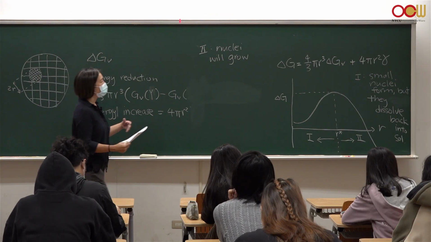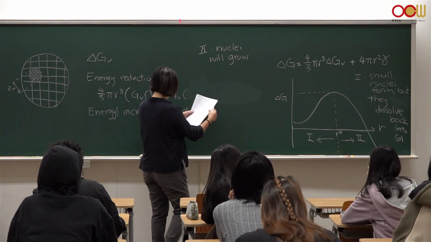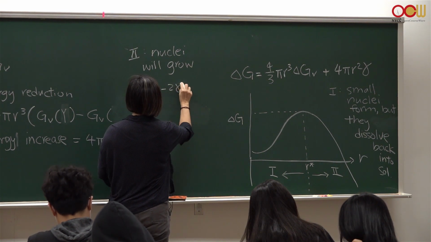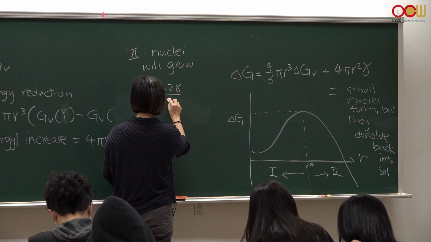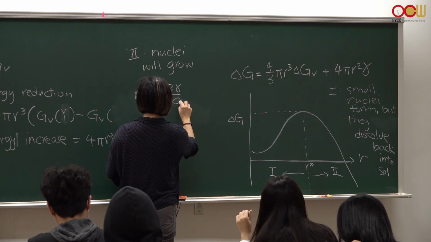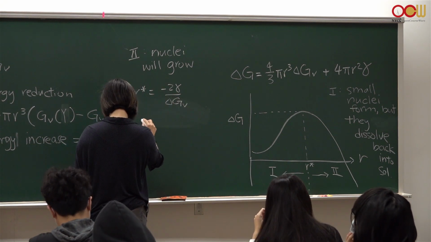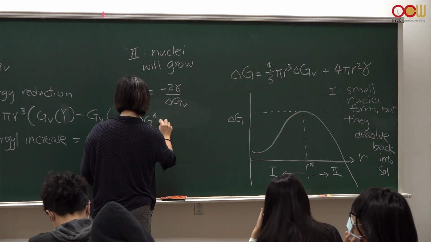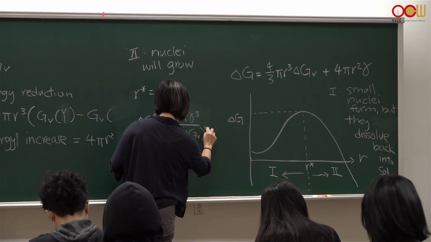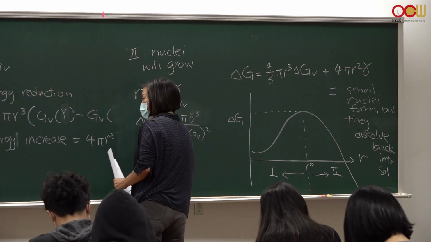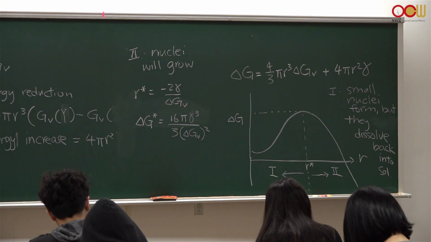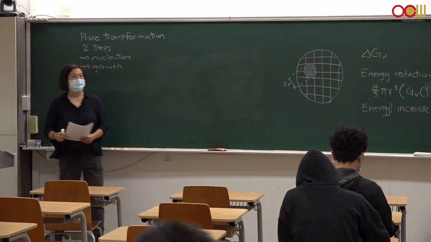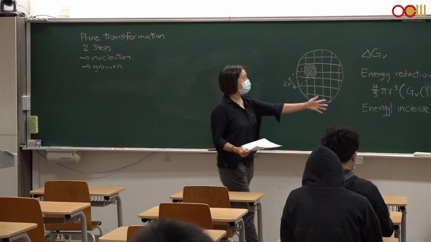And then we went through some calculations last time to show that r star is equal to -2 times surface energy over delta G sub V, and delta G star is equal to... So if you want to see how that was derived, you can review the video from last Friday. All right, so that's homogeneous nucleation.